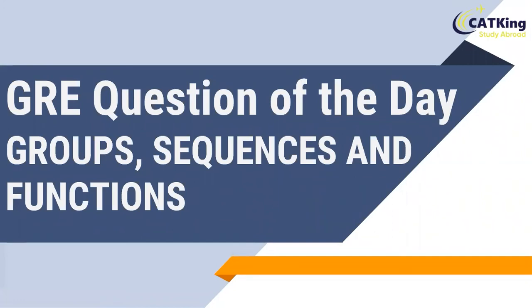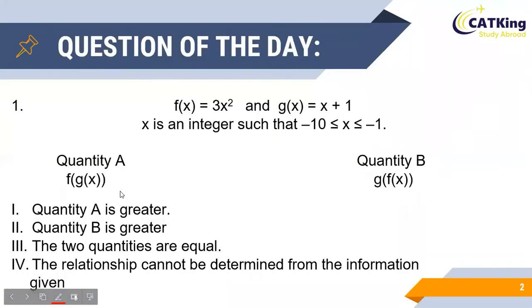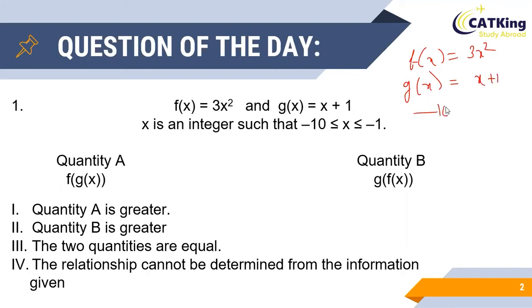Today we will discuss a question on groups, sequences and functions. As you can see, today's question is a quantitative comparison question wherein we are given that f(x) is equal to 3x squared and g(x) is equal to x plus 1. Also, we are given that x is an integer that lies between minus 10 and minus 1, including both the values. Next, we are given two quantities A and B, such that A is equal to f of g(x) and B is equal to g of f(x).